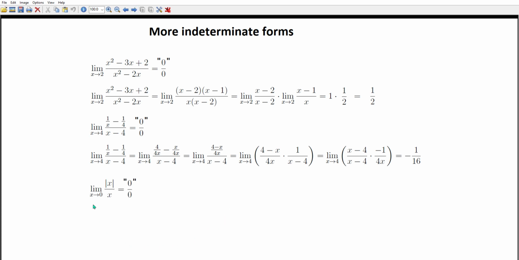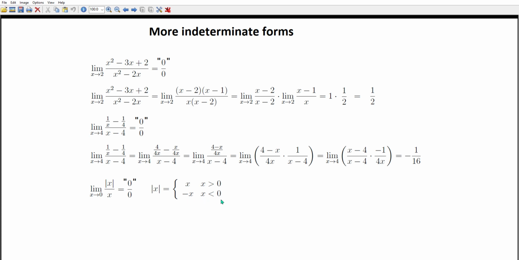Finally, let's look at the limit as x goes to 0 of absolute x over x. And of course, when you put in x equals 0, the absolute value of 0 is 0. So we've got another 0 over 0 indeterminate form. The point here is that absolute x is x when x is bigger than 0. And when x is less than 0, absolute x is positive, and we get that by multiplying by minus 1. So for instance, when x is minus 2, minus x is 2, which is the absolute value of minus 2.